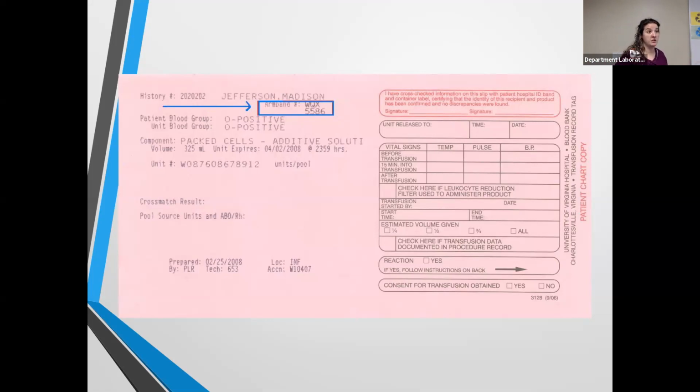Is this an issue? Is this a problem? You will filter some calls like that. They'll say, oh, my patient is A, but you have an O unit here. And you just have to explain to them that it's a compatible unit, especially if they have antibodies. Sometimes if they have antibodies, to get antigen negative blood, we will go outside of their type specific blood. Does that make sense?